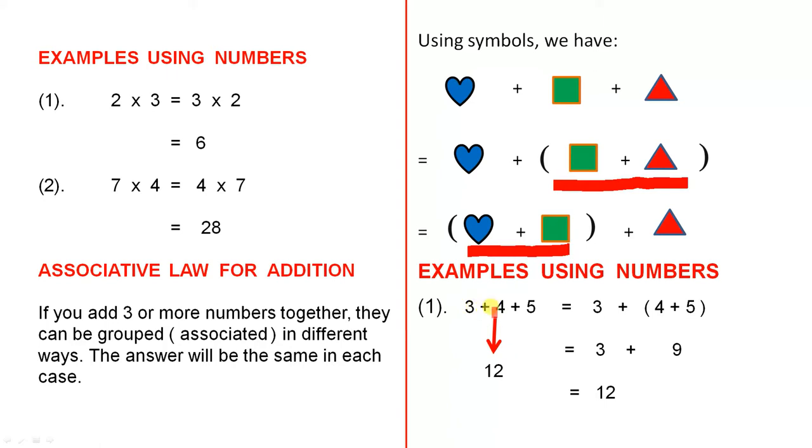Let's assume you're adding 3 plus 4 plus 5. If we add from left to right, that gives us 12. That's easy. Let's see what happens when we do some association. If you group the 4 and the 5 together, or associate the 4 and the 5, 4 plus 5 is 9, 3 plus 9 is 12. Let's have another look on the other slide.